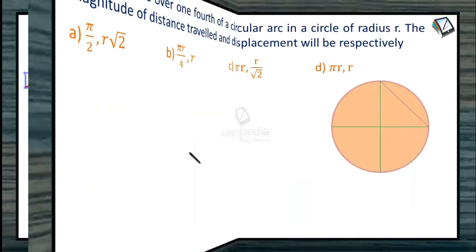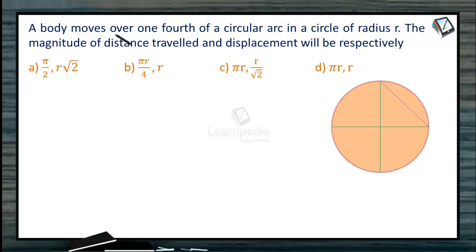Here a body moves over 1/4 of a circle arc in a circle of radius r. So here it is the circle of radius r. This is radius r. The magnitude of distance traveled and displacement will be respectively 1/4 of the circular, means from here to there. So it is 1/4 of the circumference. To calculate the distance traveled, we have to find the actual length of the path. So distance becomes 1/4 of the circumference of the circle. So it is pi r by 2.